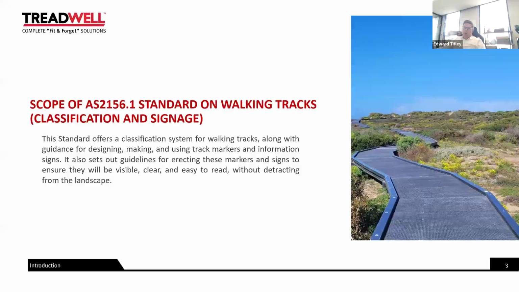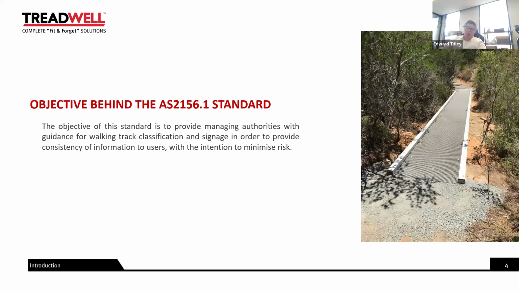With that out the way, AS 2156, what is it? AS 2156 Part 1 is in regards to walking tracks, specifically the classification and signage. The standard offers a classification system for walking tracks, along with guidance for designing, making, and using track markers and information signs. It also sets out guidelines in regards to the erection of these markers and signs to ensure they'll be visible, clear, and easy to read without detracting from the landscape. The objective of the standard is to provide managing authorities with guidance for walking track classification and signage in order to provide consistency of information to users with the intention to minimise risk.